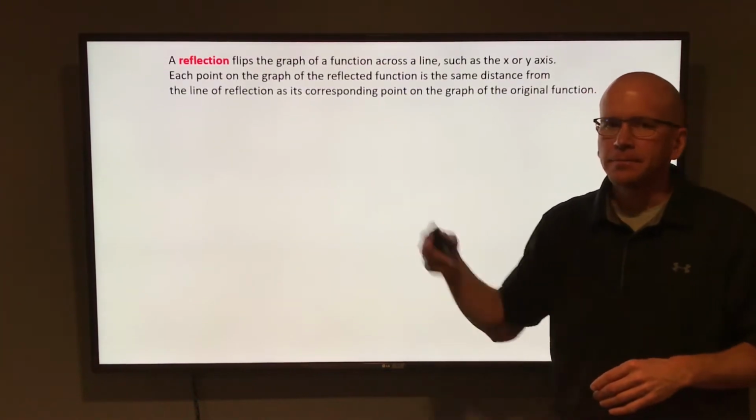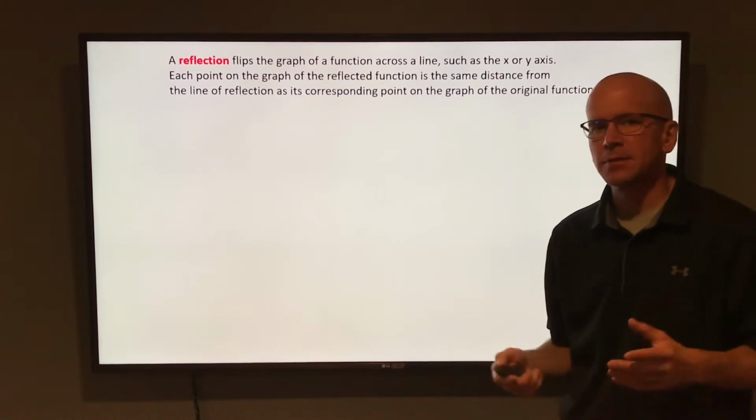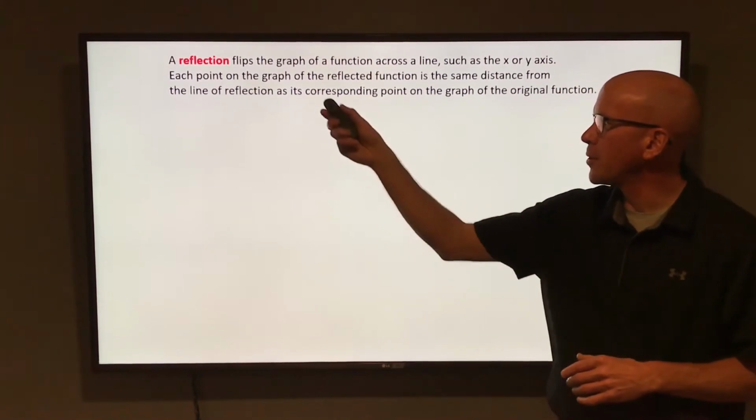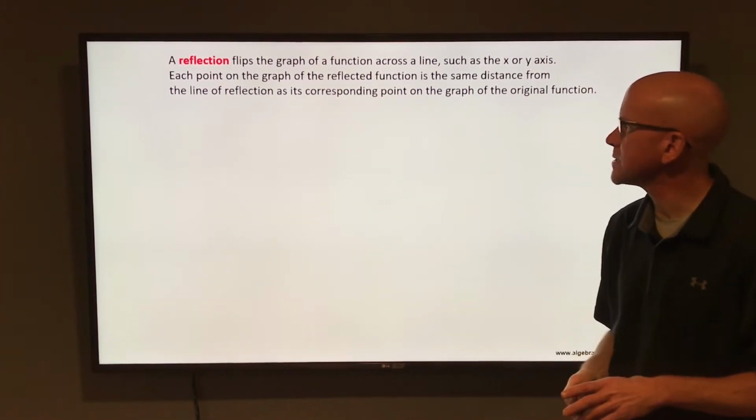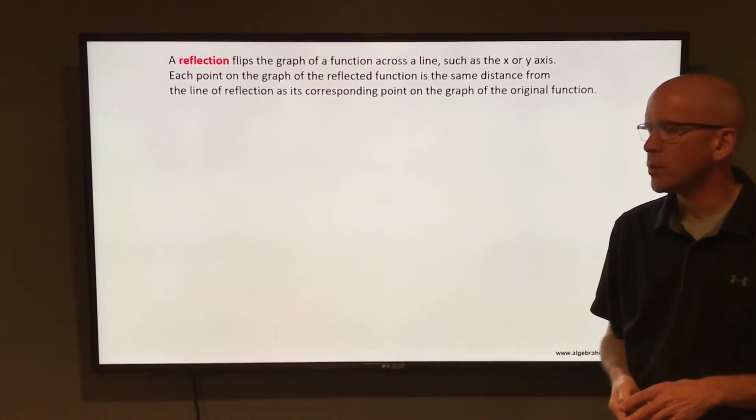A reflection flips the graph of a function across a line such as the x-axis or the y-axis. Each point on the graph of the reflected function is the same distance from the line of reflection as its corresponding point on the graph of the original function.